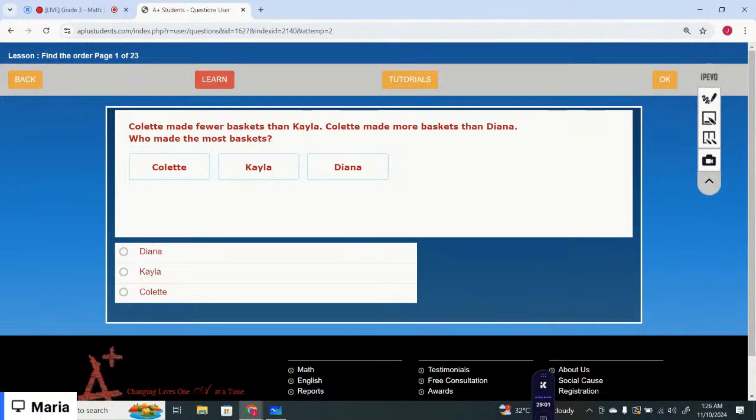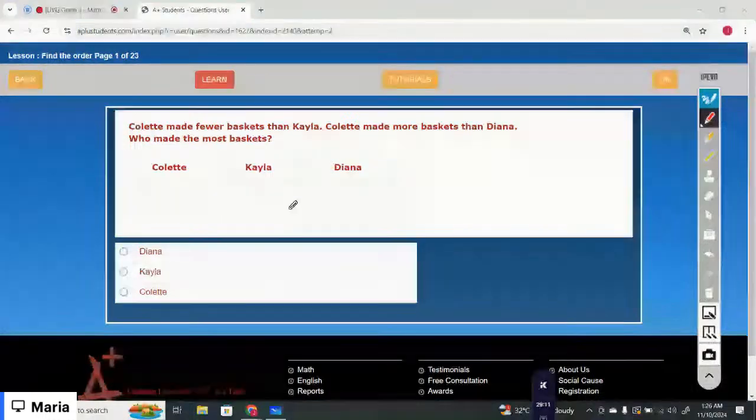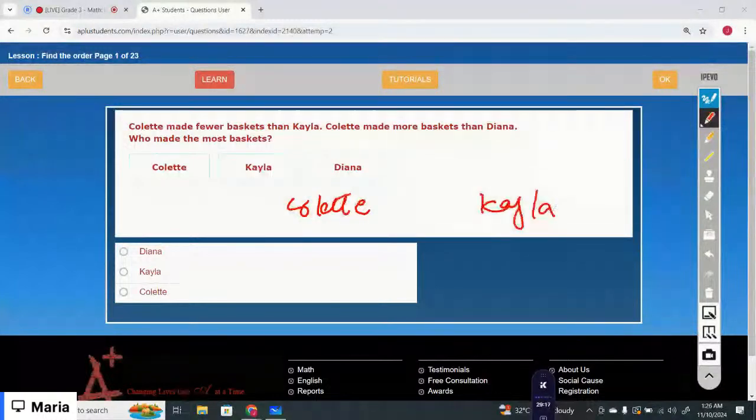Okay, the next one is Collet made fewer baskets than Kela, right? So that means Collet has fewer and Kela has the more, right? Collet made more baskets than Diana. Now Collet has more than Diana. Who had the most baskets? Which is the correct option?